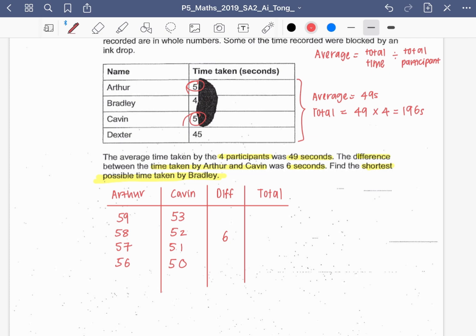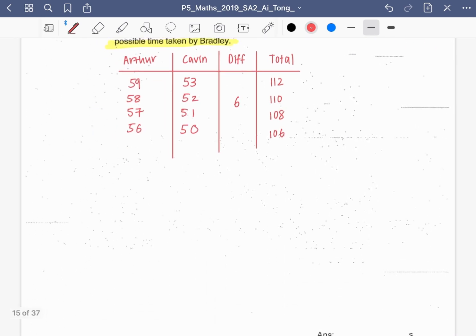Now we find the total. Why do we need to find the total? So that later on you can guess and check and add up together and ensure that it's 196. Okay, so let's total up. 59 plus 53 is 112. 58 plus 52 is 110. 57 plus 51 is 108, and this is 106. Okay, now let's move on to guessing and checking.